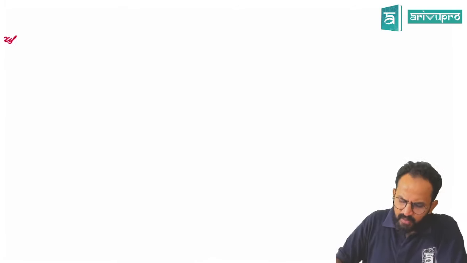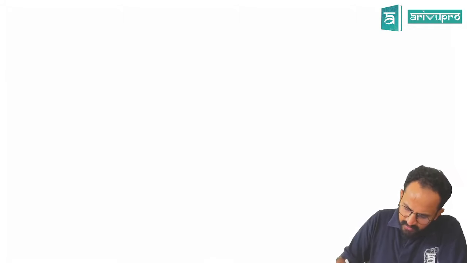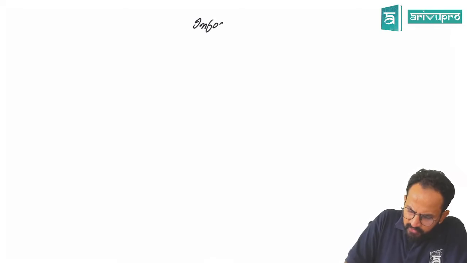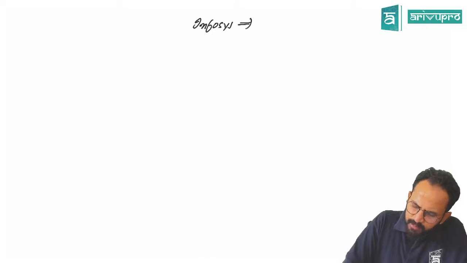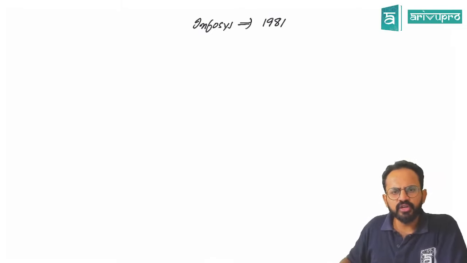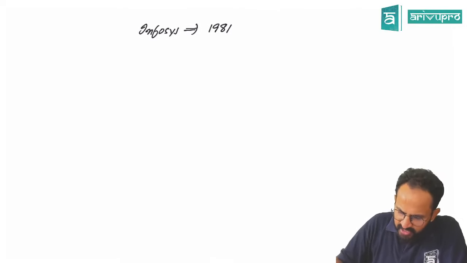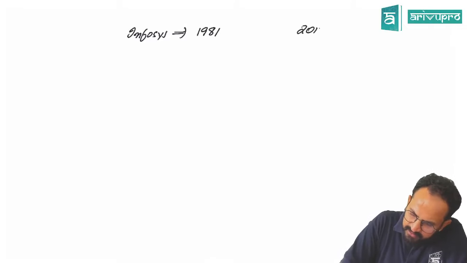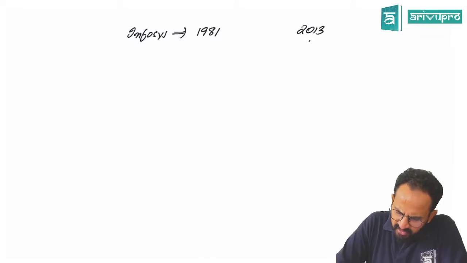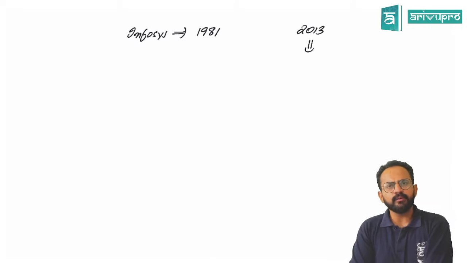Why did the lawmakers include this point? Listen carefully. Exam question. Infosys company was incorporated in the year, assume 1981. Infosys was incorporated in the year 1981. The Companies Act is 2013. If there is a new company coming, then yes. Now, if any company starts now, it obviously comes under Companies Act 2013.